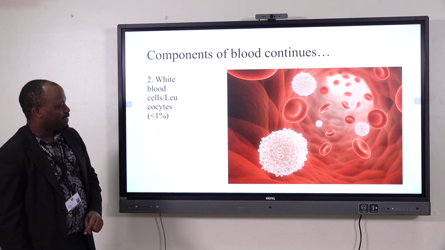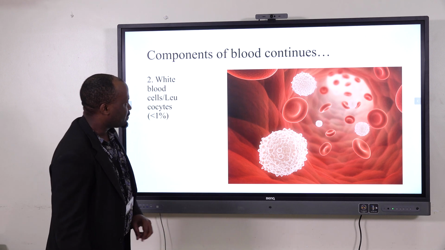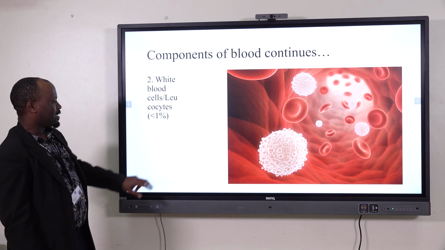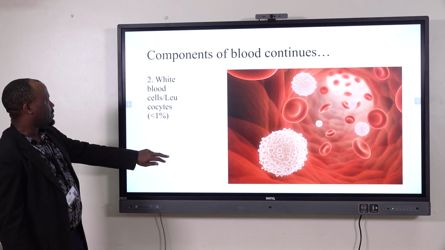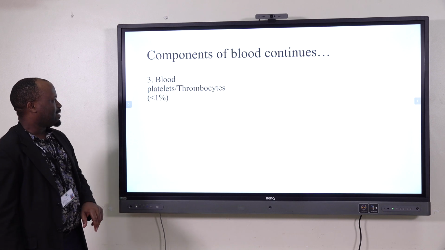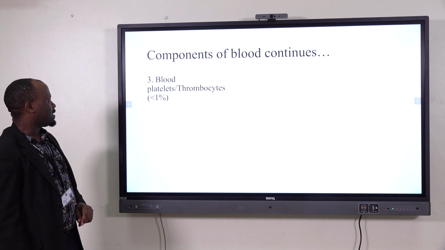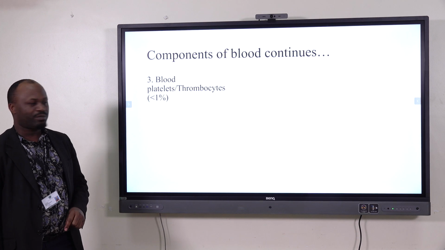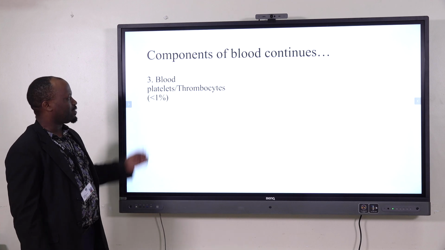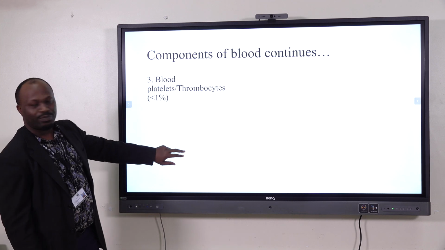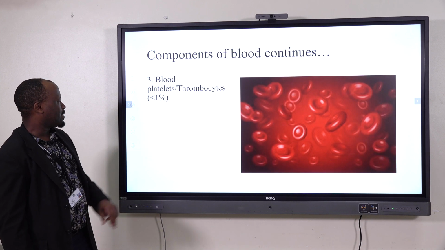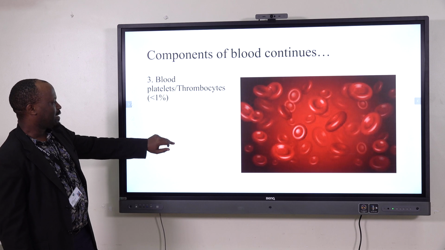That is the structure which it depicts. You can see within the blood capillary there are those whitish stuffs. Those are the representatives of white blood cells. Now we have the third type of blood components, which is blood platelets. We call them thrombocytes, which also fit within the 1%. That is the structure representing blood platelets.